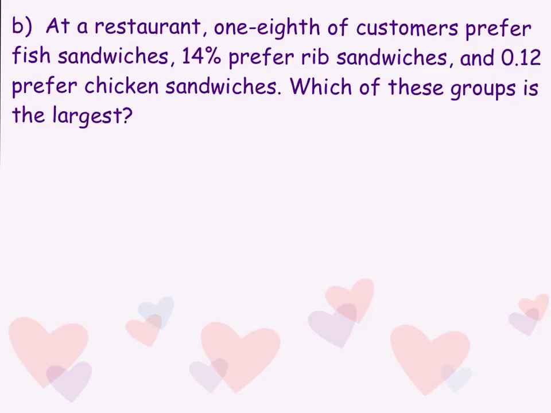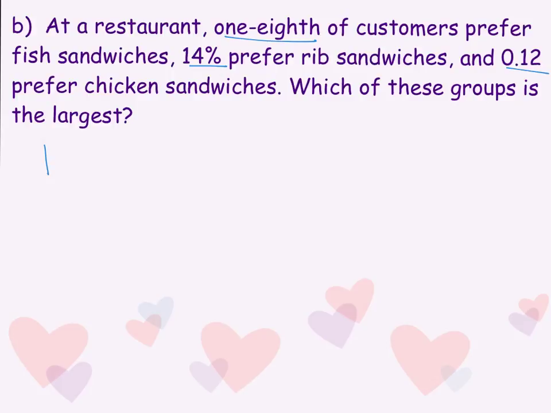All right, let's take a look at one more example. At this one it says, at a restaurant, 1/8 of customers prefer fish sandwiches, 14% prefer rib sandwiches, and 0.12 prefer chicken sandwiches. Which of these groups is the largest? So again, I'm giving you a fraction, a percent, and a decimal. We need to put them all into decimals in order for us to compare them.